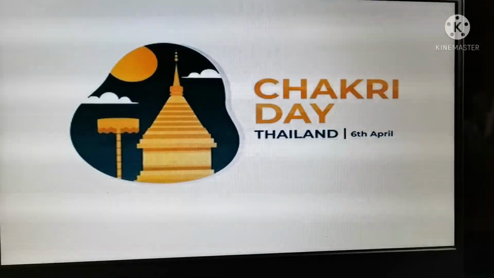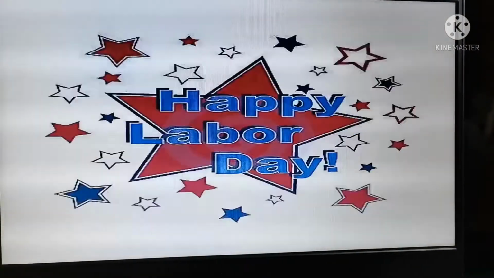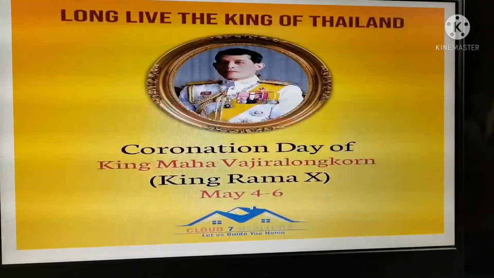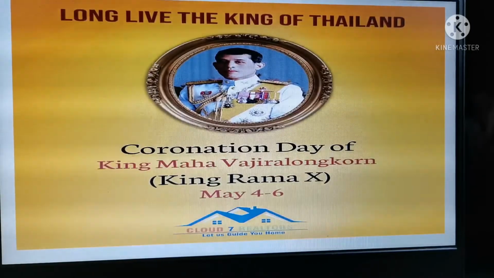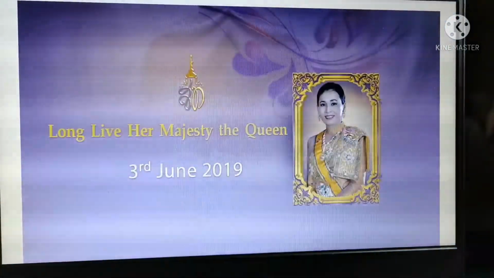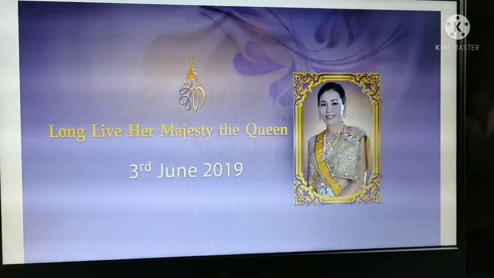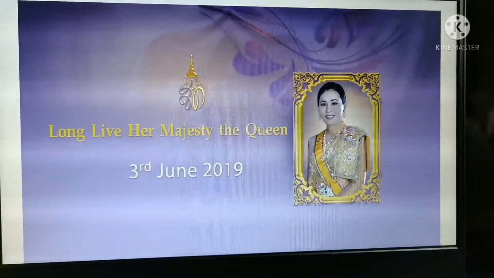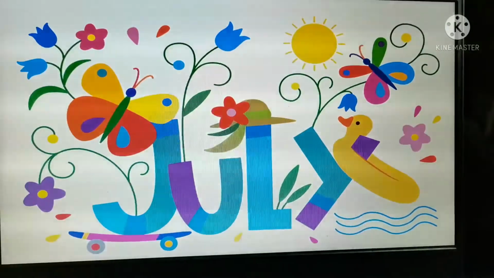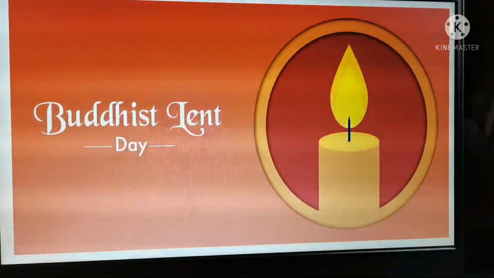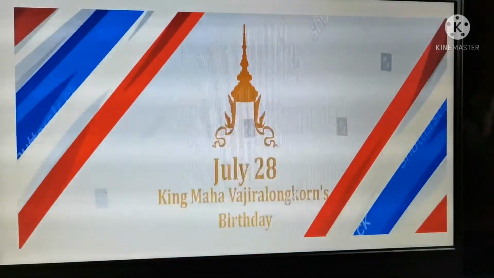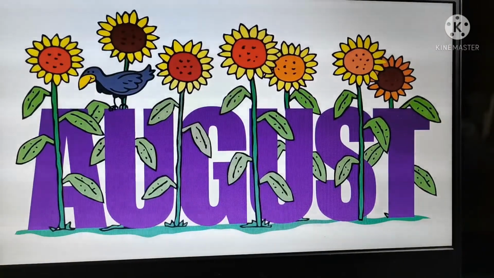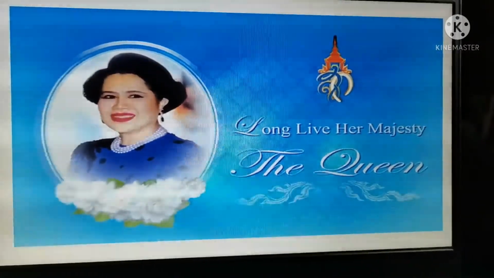We also have Chakri Day in Thailand on the 6th of April. In May, we celebrate Happy Labor Day in Thailand and the coronation day of our King Rama IX on May 4th to 6th. In June, we celebrate the birthday of our Majesty the Queen every 3rd of June. And in July, we celebrate the Buddhist Lent Day. We also have the King's birthday on July 28th. In August, we celebrate the Queen's birthday.